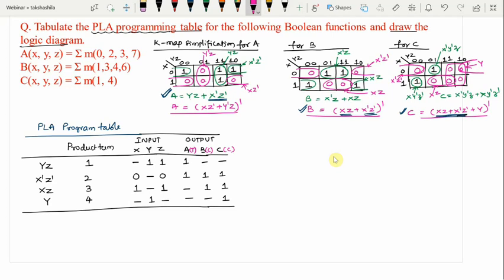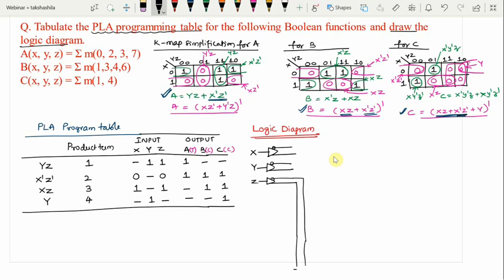That we understood. Now use this PLA program table to draw the PLA logic diagram. Okay, so here I am drawing the logic diagram. We call it a PLA logic diagram. Now how many inputs are there? X, Y, Z. So X is one input, so we have a buffer inverter. Similarly, Y for a buffer inverter and Z for a buffer inverter. Now this is Z, this is Z'.